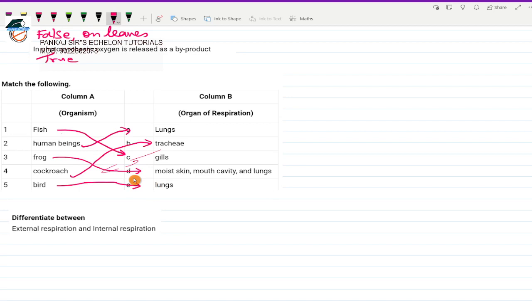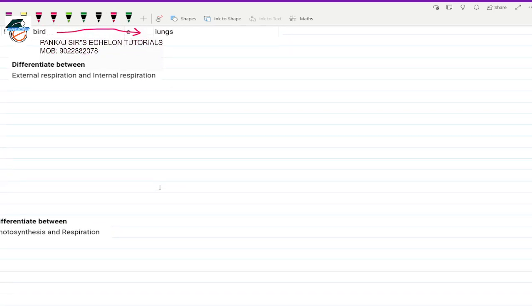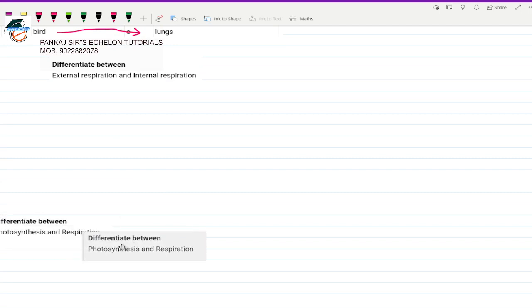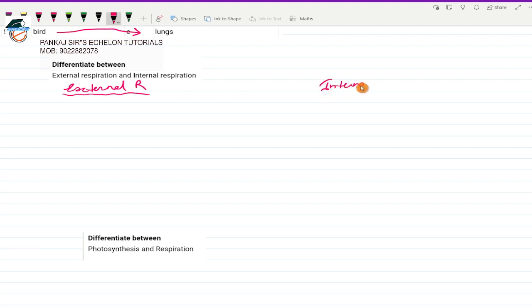Okay. The next question is, differentiate between external and internal respiration. Okay, this is the next question. Okay, fine. So to differentiate between external and internal respiration, let me write here external respiration, and here I'll write internal respiration. Okay. Now we have to give some points of difference.